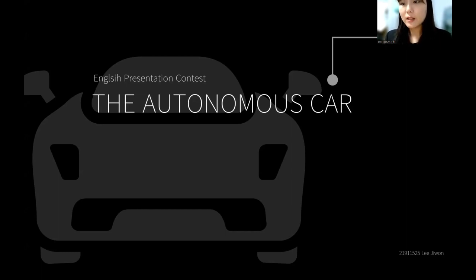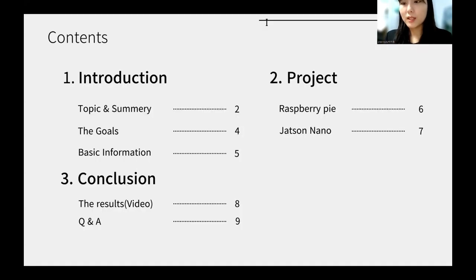The title is The Autonomous Car. The content would be like this. I'll divide it into three parts: introduction, project, and conclusion. Also, each part has some chapters like this.